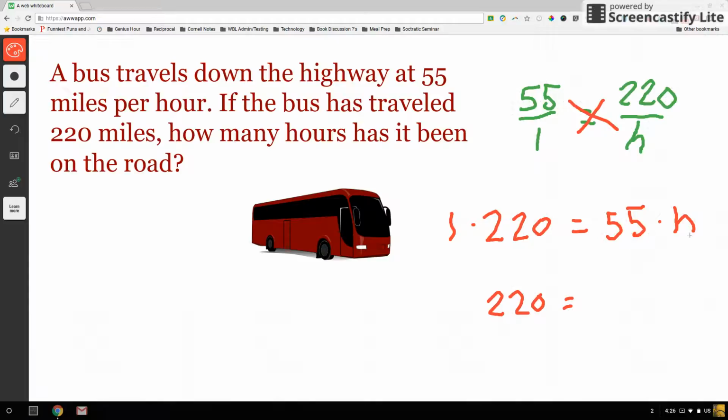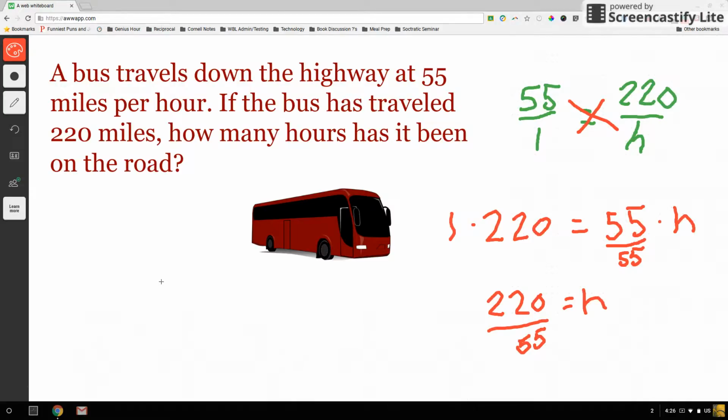We can't multiply these together because we don't know h. So what we have to do is get rid of the 55. We need h all by itself. If we're multiplying by 55, to get rid of it we divide by 55. We do the same over here. 220 divided by 55 is going to get us what h is.